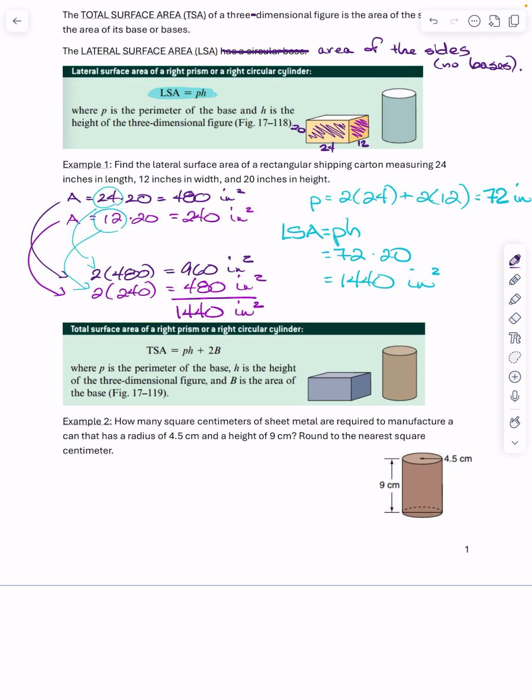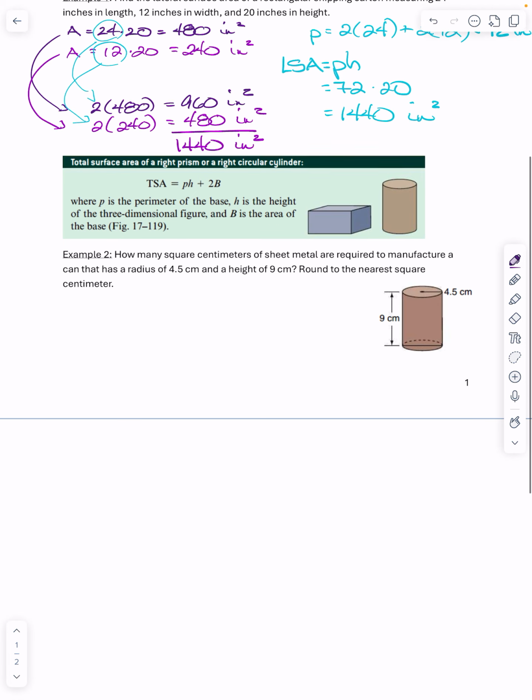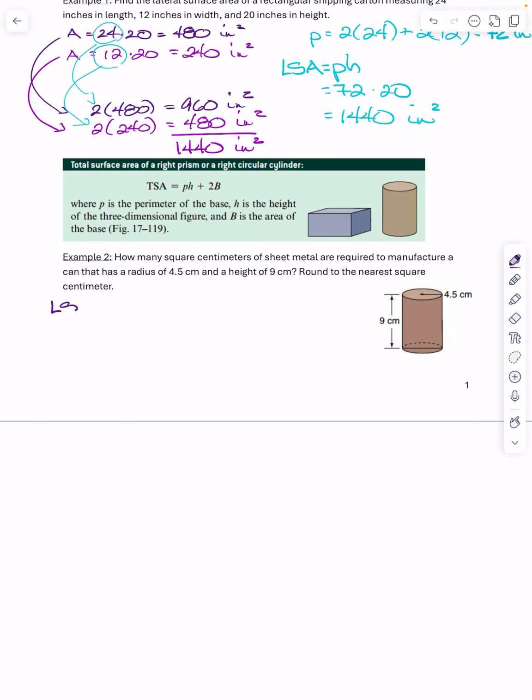And lateral surface area is part of any total surface area formula. So when we talk about total surface area, we're just taking that lateral surface area and we are adding the two bases. So I'm going to start with the lateral surface area of this right circular cone. I want the total surface area.